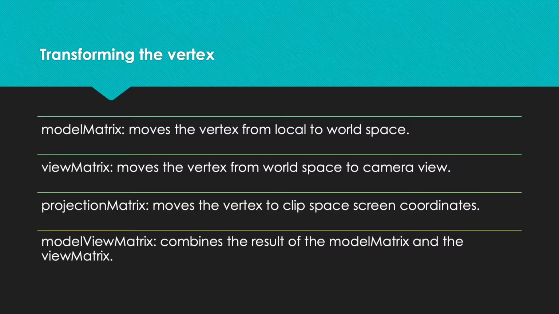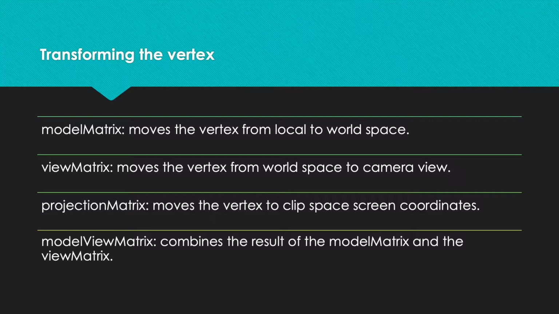THREE.js also provides the combination of the model movement and the camera movement via the model view matrix. To safely move the vertex from its model position to clip space coordinates, you need to multiply the position by the model view matrix and the projection matrix.